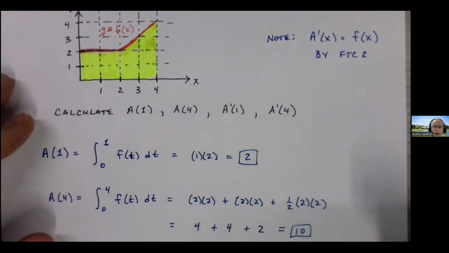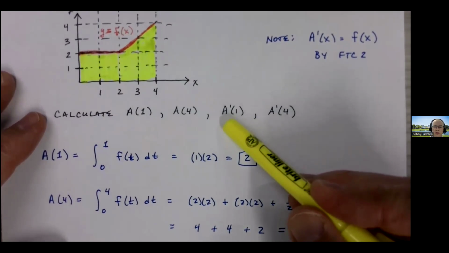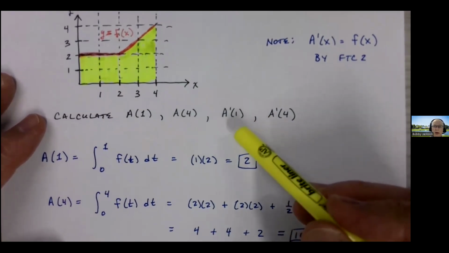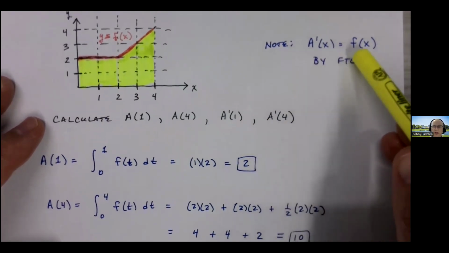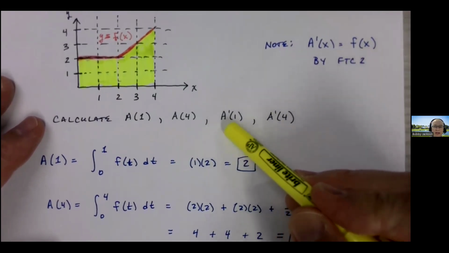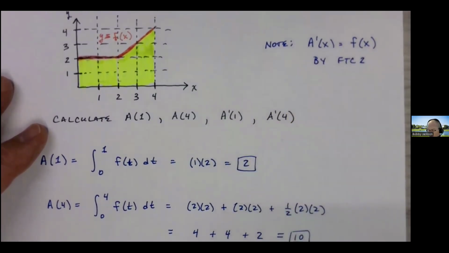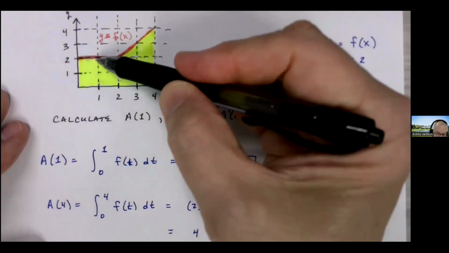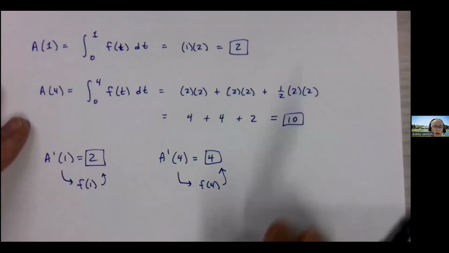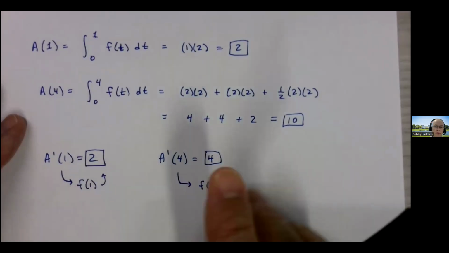Now, what about the derivatives of the function A at 1 and 4? Well, again, remember A prime of x is f of x. And so A prime of 1 is f of 1. What is f of 1? Well, the height of the function at 1 is 2. And so A prime of 1, which is f of 1, is 2.